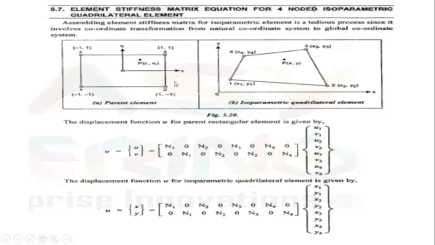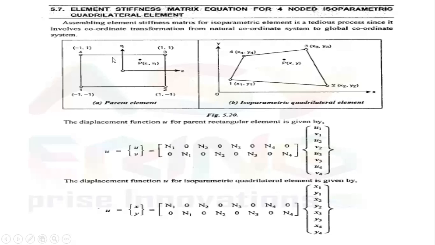So let us discuss this four node rectangle element. This is the parent element and this is the isoparametric element. What we are trying to do here is the coordinate transformation. So here we will see the difference between the coordinates. This is the natural coordinates, this is the global coordinates. For the natural coordinates, the entire element is represented in terms of eta and zeta, and here you will have x and y.